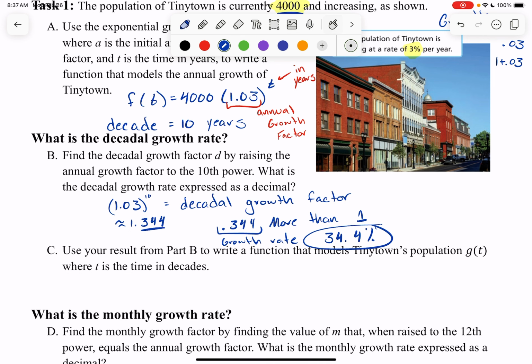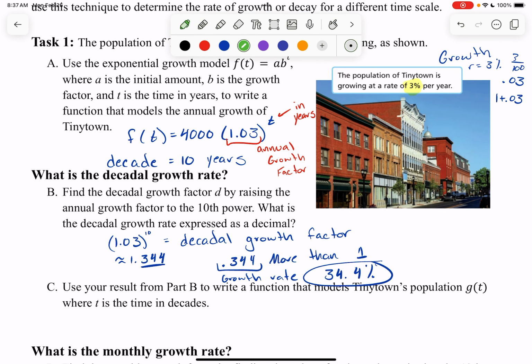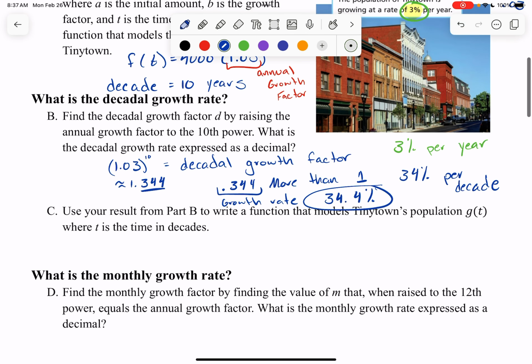So this tells me, okay, the difference here. This 3% is how much it's growing. It's growing 3% per year. This 34 tells me it's growing at a rate of 34% per decade. So it's growing by a rate of 34% per decade.